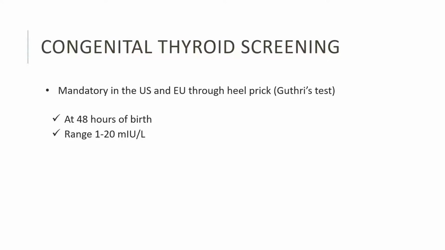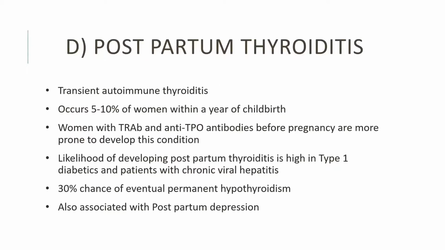Guthrie test is performed through heel prick, and this heel prick at birth of a neonate can help you screen several other congenital conditions, not only thyroid. Rather, there are other conditions like congenital adrenal hyperplasia, phenylketonuria, and so on. So this Guthrie heel prick test helps in congenital screening of various disorders.